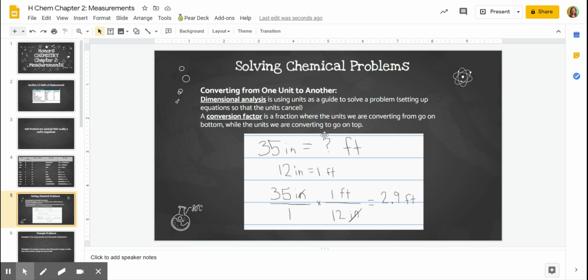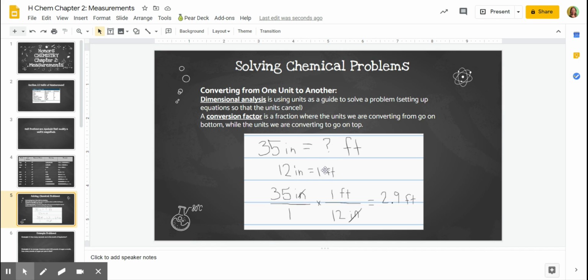Here's our example. So if I were to tell you you have 35 inches of, let's say, string, and I want to know how many feet is that. It's the same length of string whether you measure it in feet or inches. So how do we convert from one to the other? We need to know the relationship between inches and feet. So we know that there are 12 inches in 1 foot.